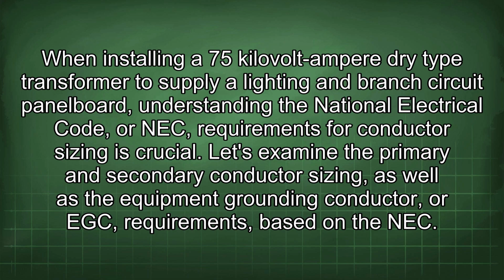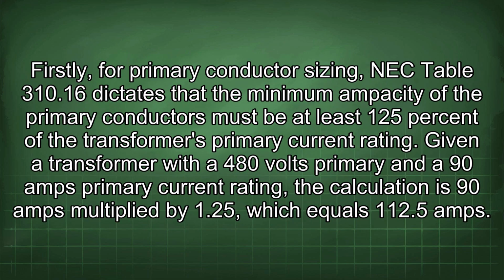the NEC. Firstly, for primary conductor sizing, NEC Table 310.16 dictates that the minimum ampacity of the primary conductors must be at least 125% of the transformer's primary current rating. Given a transformer with a 480 volt primary and a 90 amp primary current rating, the calculation is 90 amps multiplied by 1.25, which equals 112.5 amps.